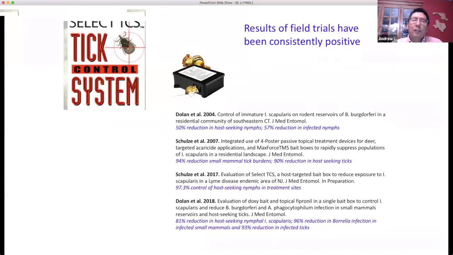Again, over the last several years, there have been a number of publications by CDC authors and researchers, particularly in New Jersey. All the studies showed highly positive results in terms of reducing host-seeking nymphs, the number of ticks feeding on mice, even the infection rate of questing ticks, feeding ticks, and the mouse infection rate. So overall, results have been consistent and positive. Next slide.